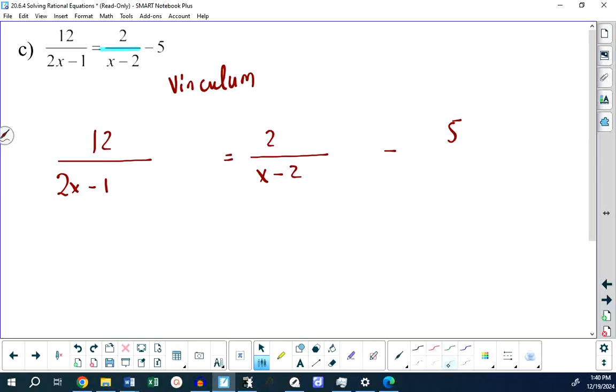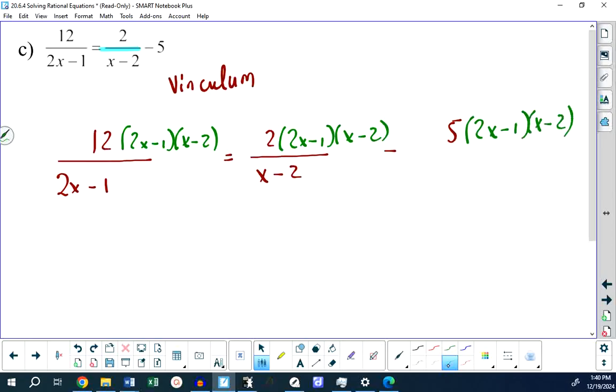What are we going to do here? We're going to multiply everything by 2x minus 1 and x minus 2. 2x minus 1, x minus 2. By the way, when I looked it up and saw vinculum, that did not ring a bell. So it's been decades since I've actually seen that word. Cancel. Cancel. Nothing cancels.